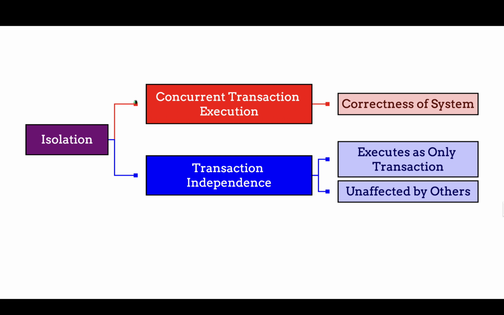Isolation. One, this property ensures that the concurrent execution of transactions does not affect the correctness of the overall system. Two, each transaction should execute as if it is the only transaction being executed, even though other transactions may be executing at the same time.